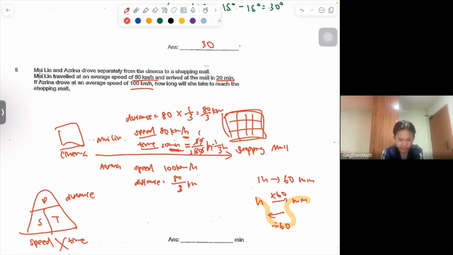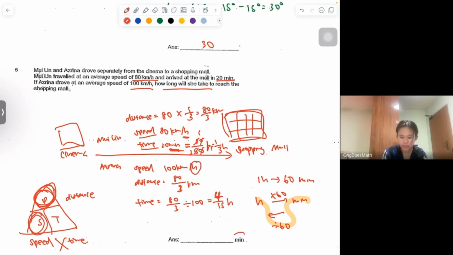Now for Azrina, you got the speed, you got the distance, you can find the time, right? So how long it takes her to reach. So the time is just distance divided by speed. So distance is 80 over 3, speed is 100. Just punch into your calculator, 80 over 3 divided by 100, which should get you 4 over 15 hours, because this is in hours.